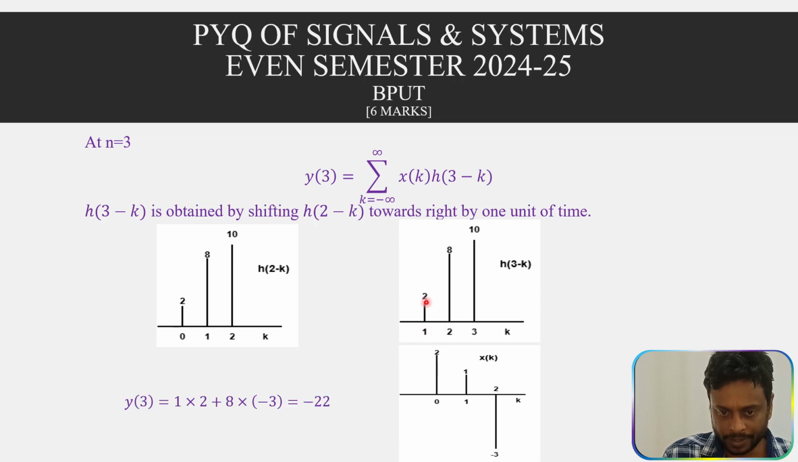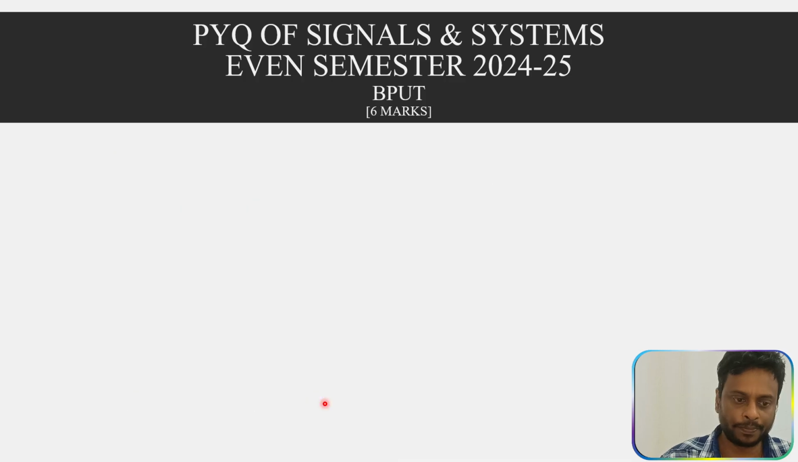So at 1 it is 2, at 1 it is 1. So 2 into 1, that is 2. Similarly, at 2 it is 8, at 2 it is minus 3. So 8 into minus 3 equals minus 24. Okay. So next is at n equal to 4.